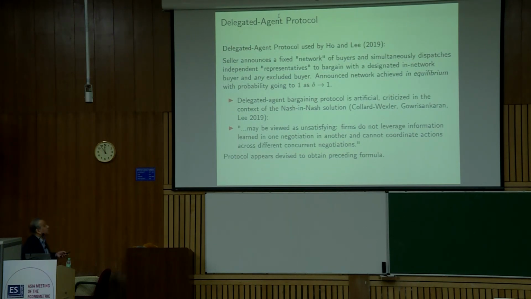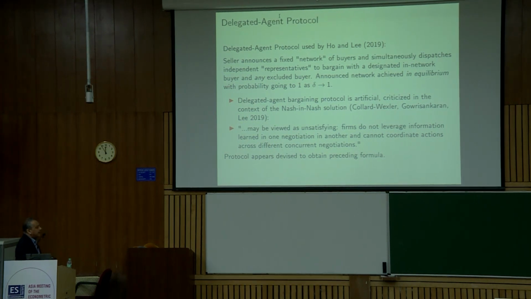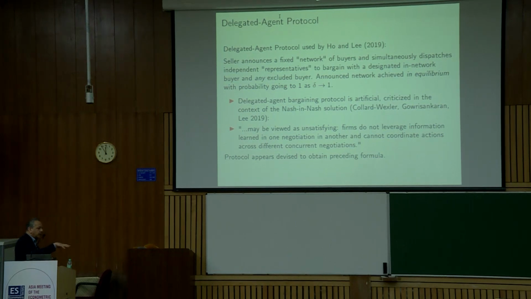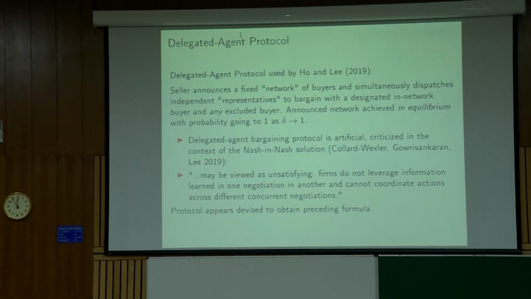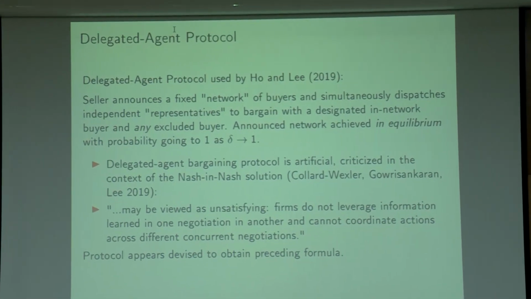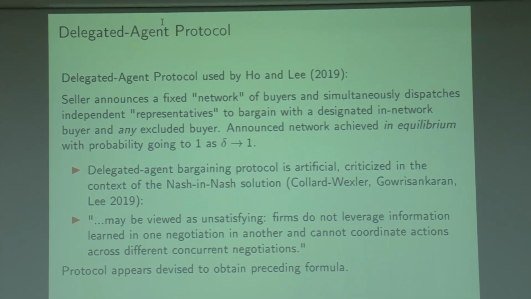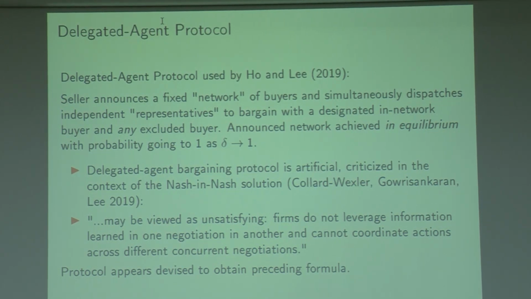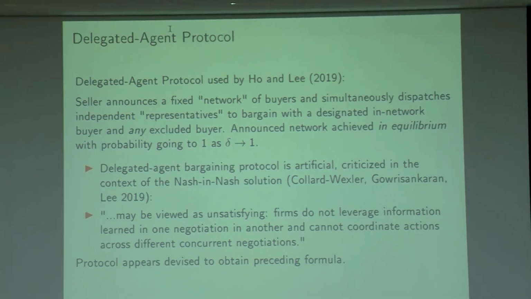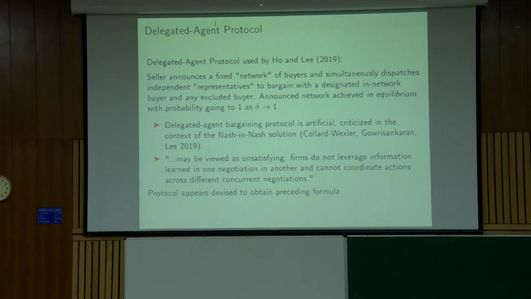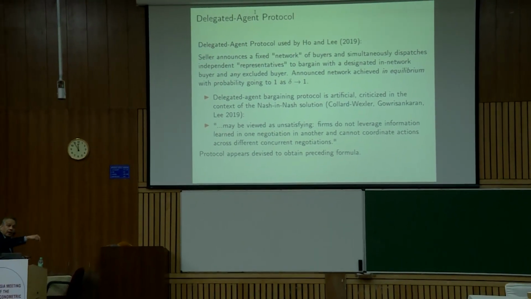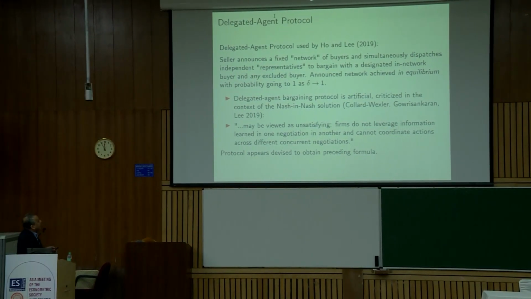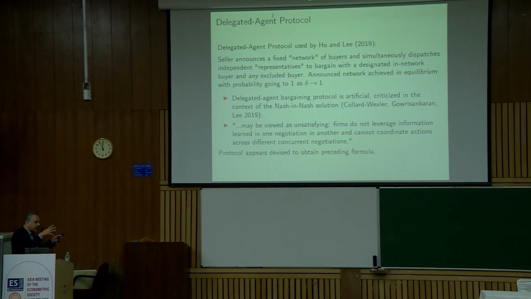So this is an entire slide devoted to the protocol. In this protocol, in our situation where the network is very simple, the seller announces a network that they will deal with, and the seller dispatches independent agents to bargain with each of the buyers in the network. Those agents operate independently of one another, and they can only transact with a designated buyer or an outside option. So it's a very disaggregated way of bargaining where these agents do not have anything to do with one another.